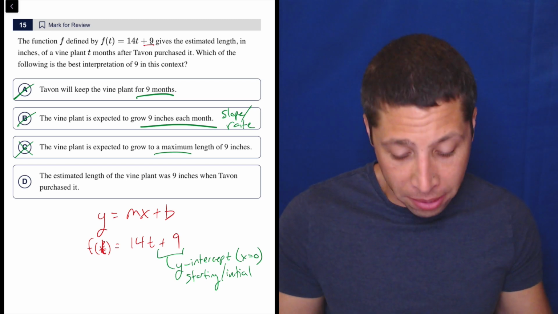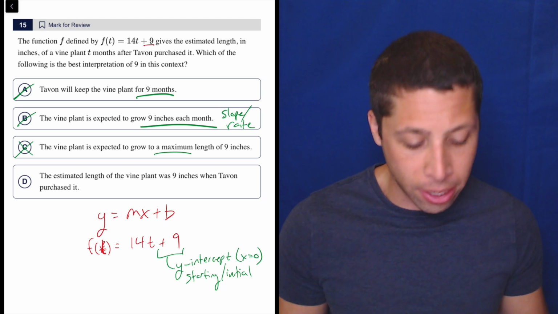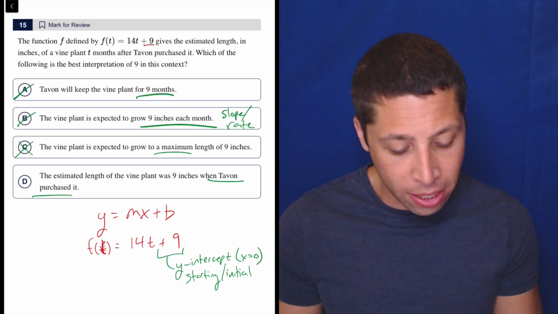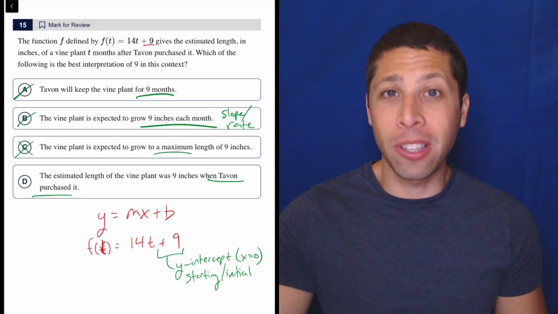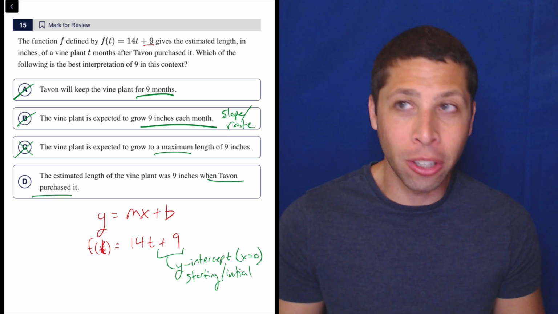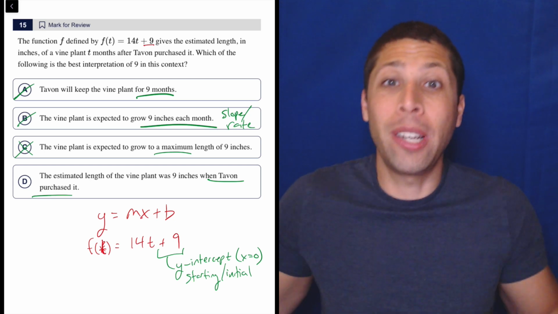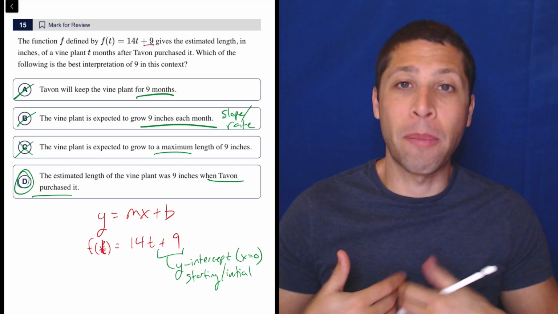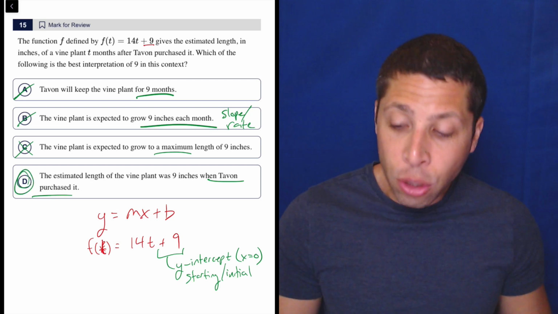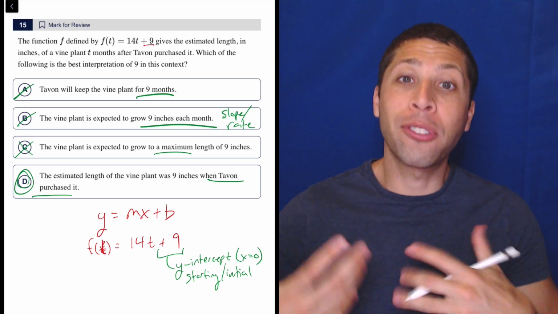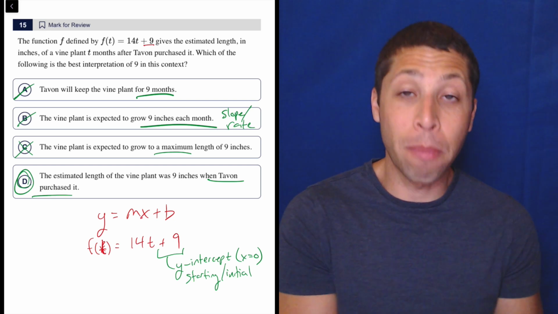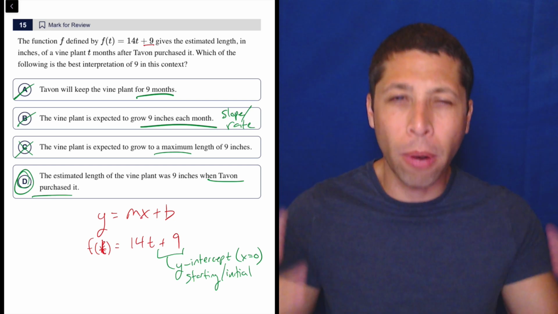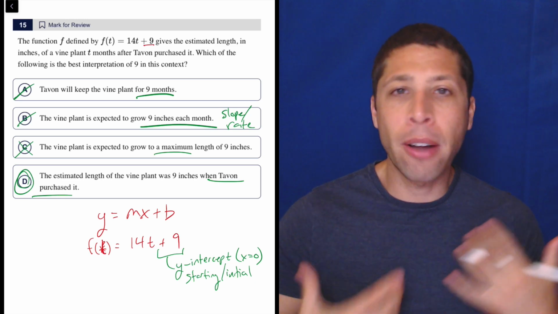And then D is probably the answer. The estimated length of the vine plant was 9 inches when Tavon purchased it. They're not explicitly using the words starting or initial, but when he purchased it, that's when he started, right? So that is something we can reason out pretty easily. But I do think it helps that we have certain ideas associated with these components of y equals mx plus b that our brain is already thinking about and going to.